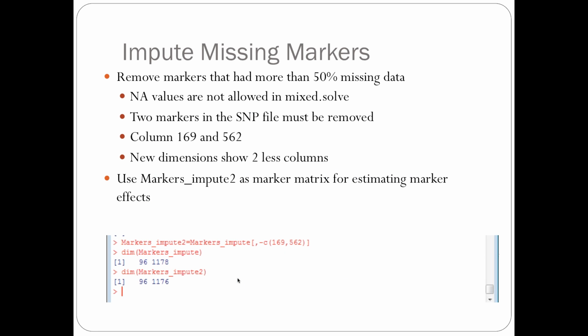So this entire column needs to be removed since this marker is not helpful to our analysis. In order to remove markers that had more than 50% missing data, there were 2 columns that needed to be removed that had NA after the imputation, and this was column 169 and column 562. And to remove them, it's just the minus c and then the column names that need to be removed. And the new dimensions you can see show 2 fewer columns. So these are the 2 markers that have been removed.